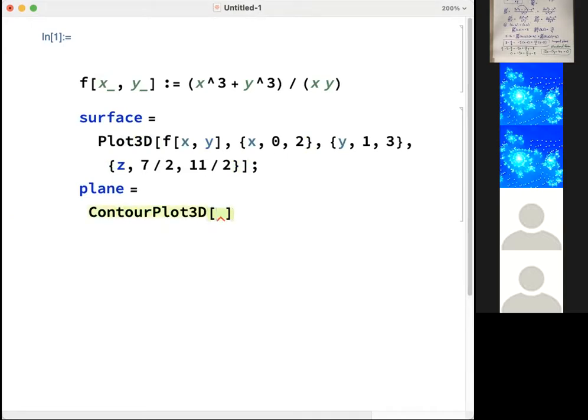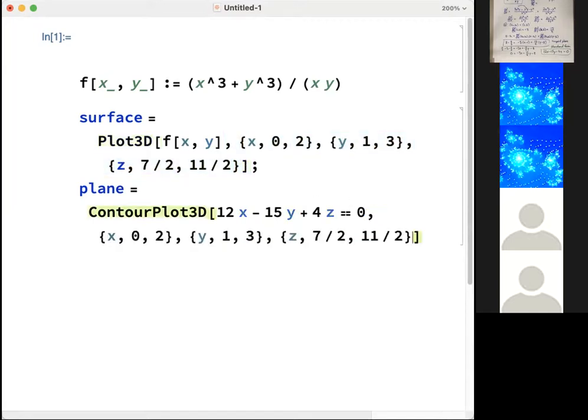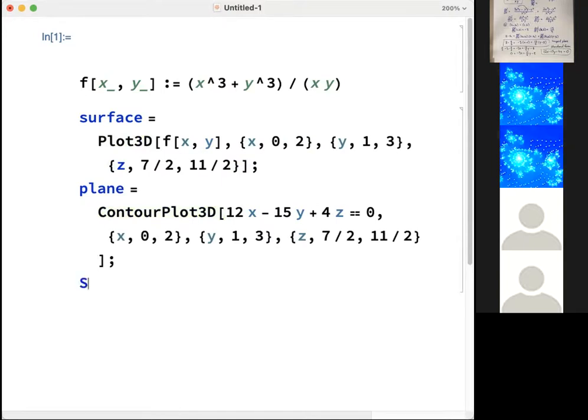And the standard form of the plane we discovered was 12x minus 15y. I want to see if my simplified version presents the plane nicely, because there are still reasons why standard form is the best way to present a plane. Plus 4z equals 0. And then I have to give an x, y, and z block. I'll give the same x, y, and z block I did above. Now, something bad is going to happen when I do this. Maybe you already anticipate what that is. But I'm going to do Show surface plane.